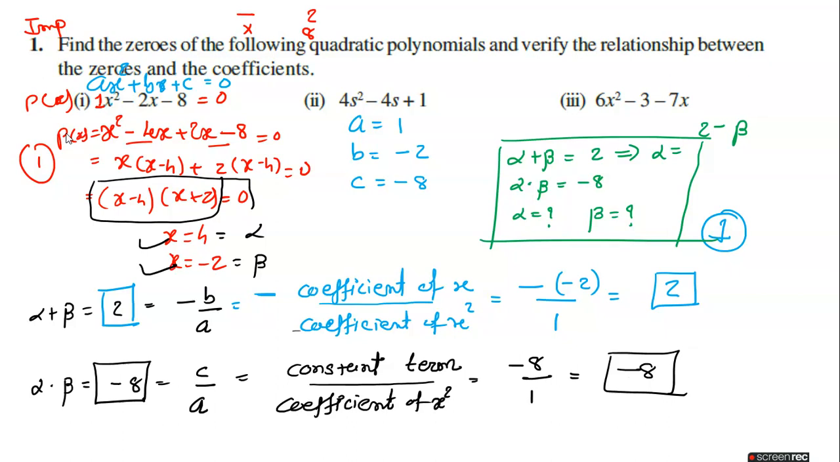Now see what I have done. X square minus 2x minus 8. This was the question. From this question, I got the particular values by the factorization method. Now you know this is alpha plus beta. From the particular values, I just added and got alpha plus beta, that is 2, and alpha into beta, that is minus 8. First step is over.